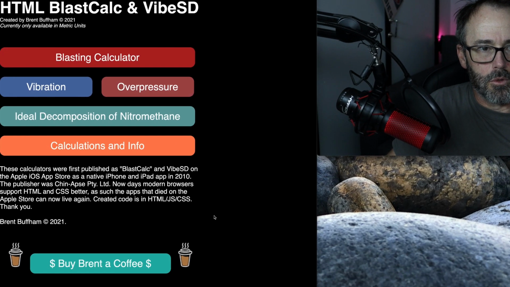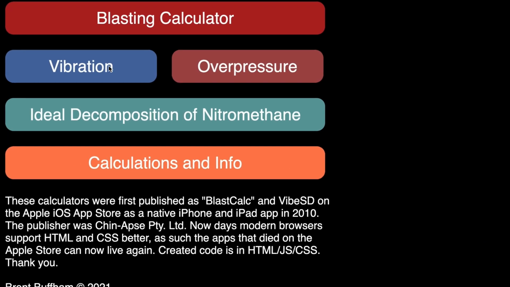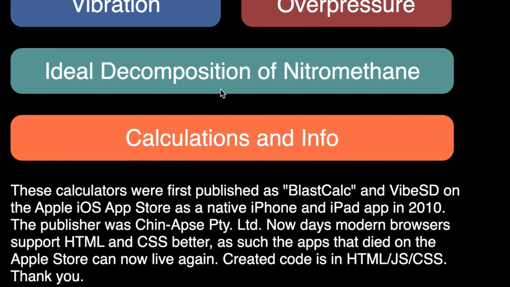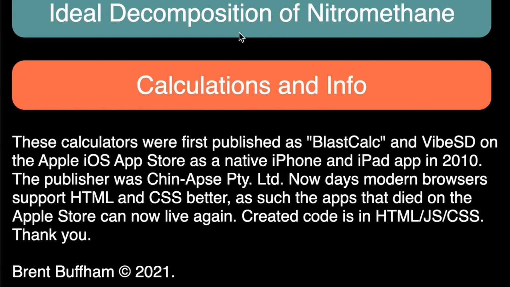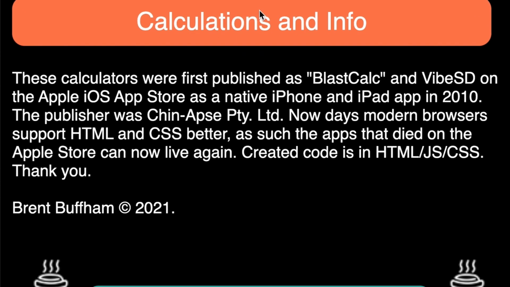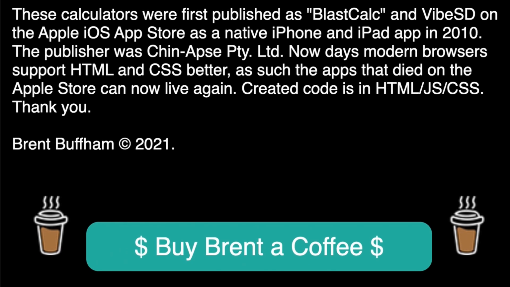Here on the left hand side of the screen, we've got blasting calculator, vibration, overpressure, and ideal decomposition of nitromethane. That's a new one that I've just added. I didn't originally have that on the App Store. And there's a bit of information about the calculations that I used to make these applications.